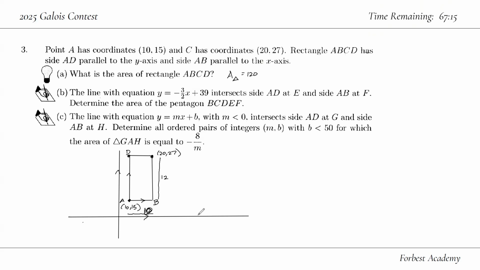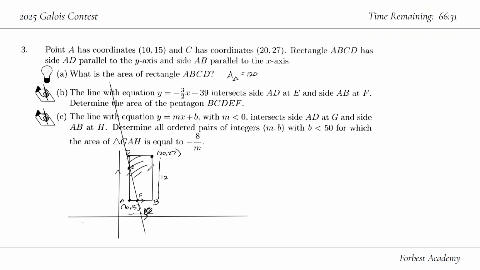Now we draw for B the line with equation y equals negative 3 over 2 x plus 39, which intersects AD at E and side AB at F. Determine the area of the pentagon BCDEF. So it would actually go something like this. The y-intercept's got to be way up there at 39. And then this right here is E. This right here is F.